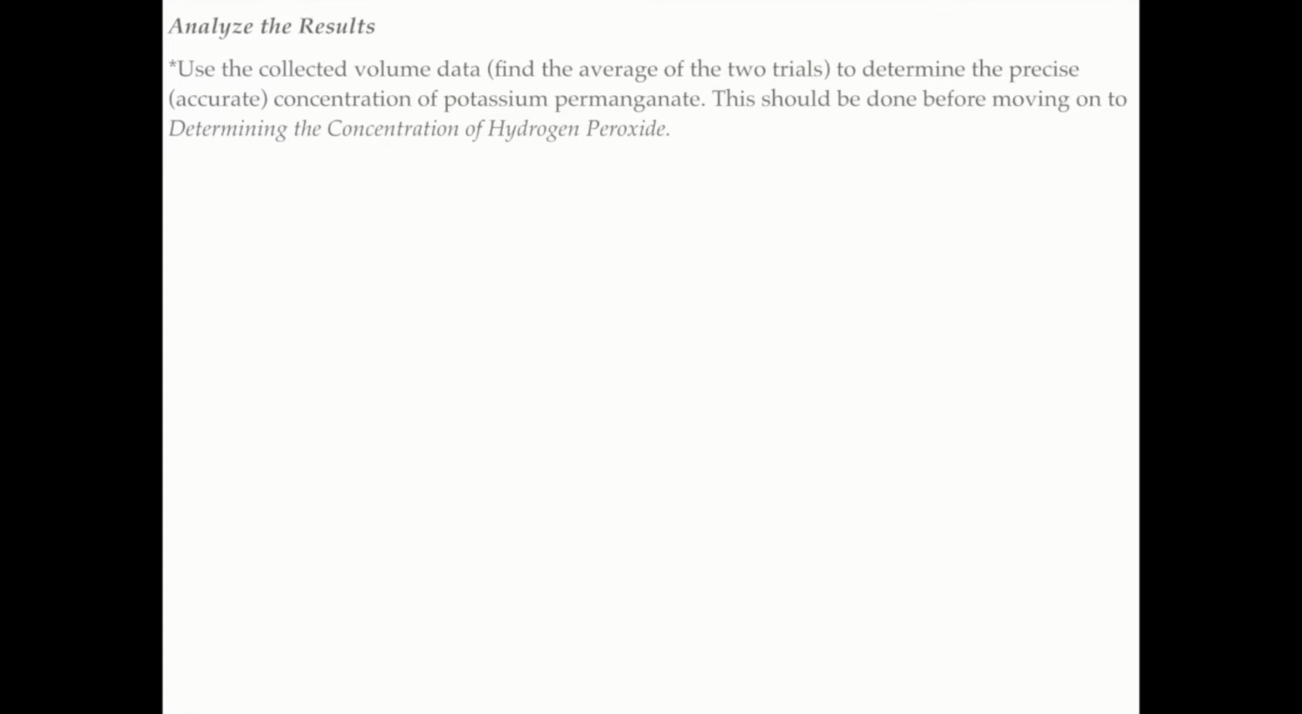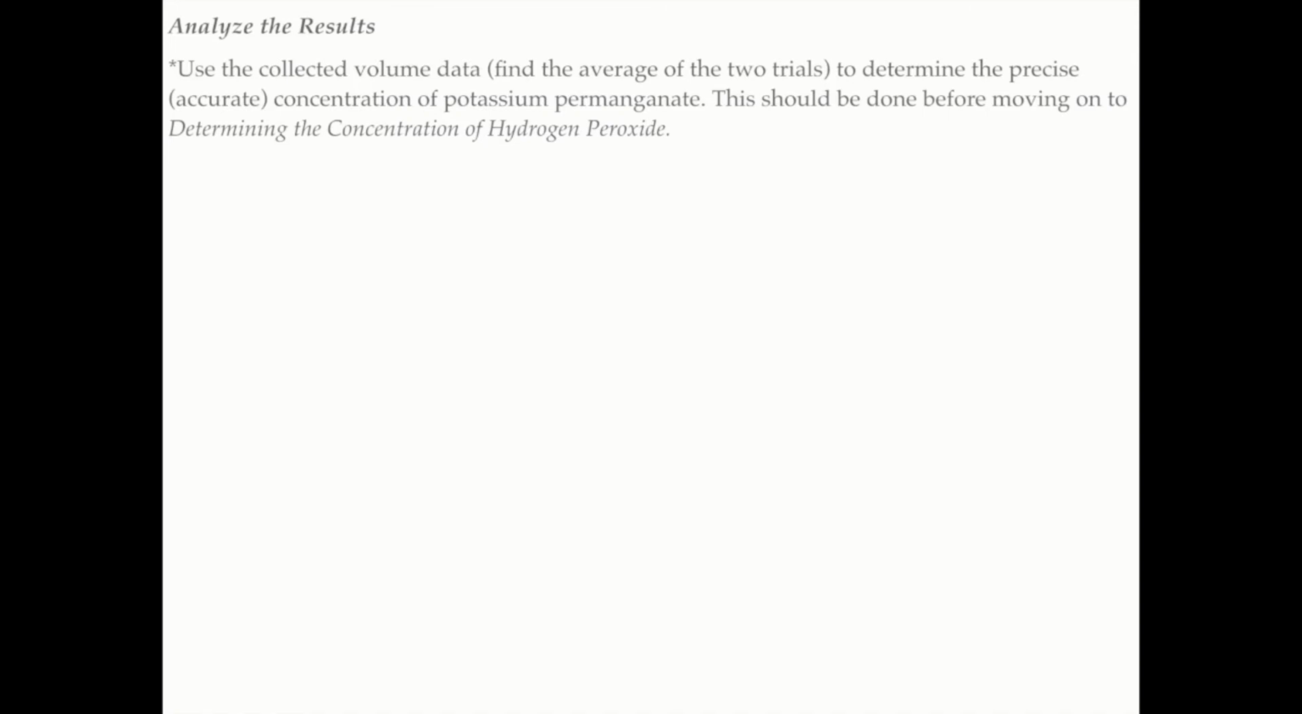So now that you've determined the volume of potassium permanganate that was needed to reach your end point with the iron ions, you're going to complete this twice. You're going to get 2 different volumes of potassium permanganate, then you'll average them, and that will be the volume of potassium permanganate that you used. Then, using that volume and the information about the iron ions, you need to determine the concentration of potassium permanganate before you can move on.